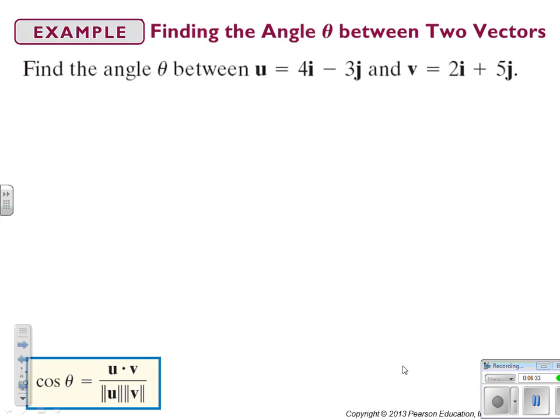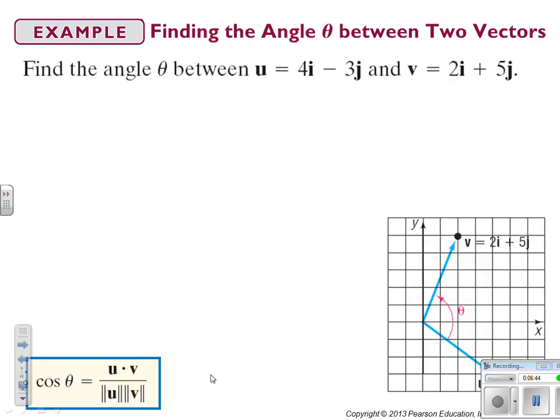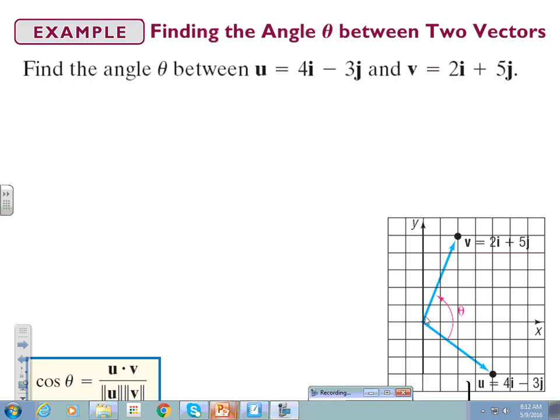All right, so if we want to find the angle theta between u and v, we're going to use cosine theta. So we're going to use this formula down here. Let's get a picture of that. If you look, theta is less than 180 degrees. That's why it's between 0 and pi. And we're going to go ahead and use this.